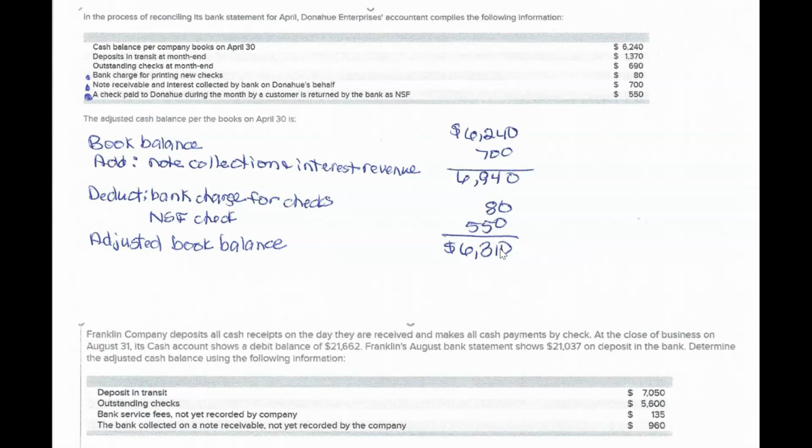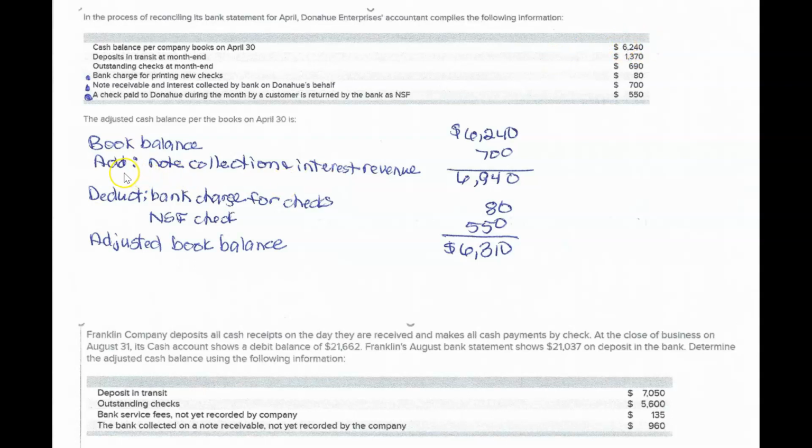Okay, on to 2 bank reconciliations, and then we'll go on to our last chapter, which is chapter 9. We need to calculate the adjusted cash balance per the books. The cash balance is the book balance. That's what we have, not the bank balance. So you write in book balance, and the book balance was $6,240. It says right here the cash balance on April 30th was $6,240.